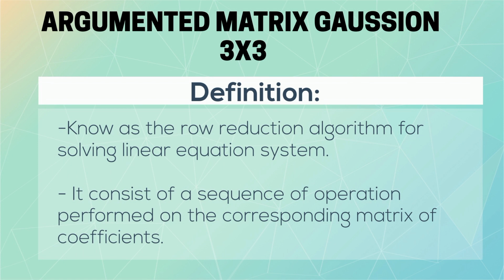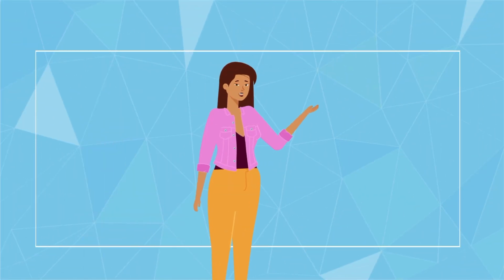Before we continue to the example, let's see the definition of the Gaussian elimination method. In mathematics, the Gaussian elimination method is known as the row reduction algorithm for solving linear equation systems. It consists of a sequence of operations performed on the corresponding matrix of coefficients. That's all about the definition.